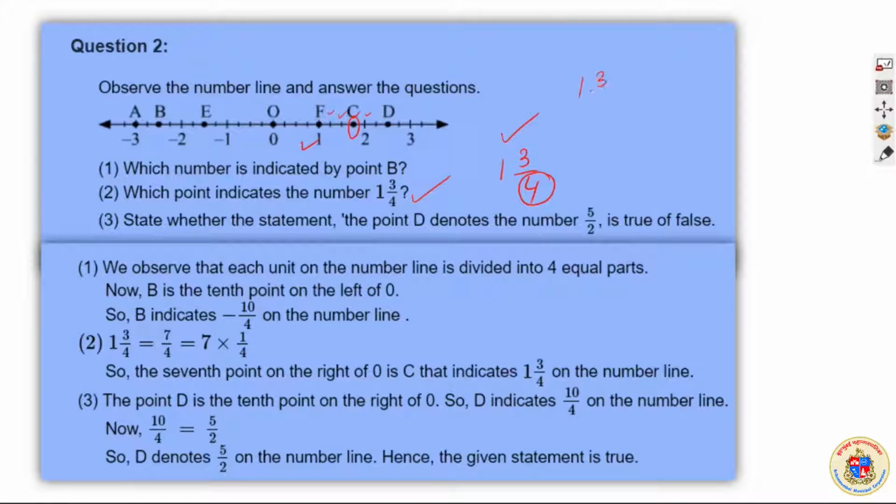Another way of getting it is 1 and 3 upon 4 is equal to 1 into 4 plus 3, 7 upon 4, correct? If that is the case, you can simply count from here 1, 2, 3, 4, 5, 6, 7, 7 upon 4. This way also you can locate. So all these questions are such that how much you know about number line and representing rational numbers on number line, how it appears on number line, all these things are checked in this question number 2. And these two is not that difficult.